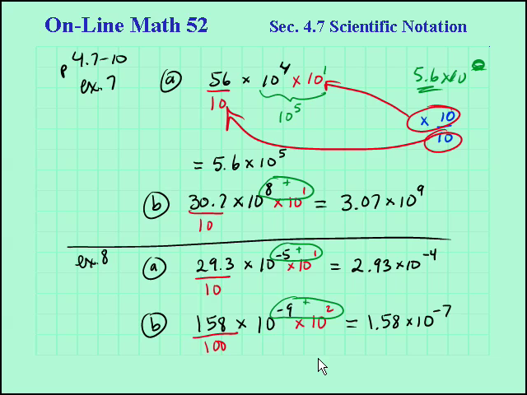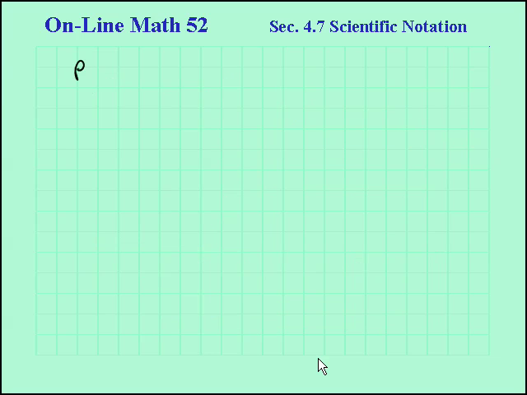Let me move on to example 9, which is slightly different. I'm going to erase all this and go on to example 9. Looking at page 4.7-11, example 9. And these coefficients, 0.5, are too small because they have a 0 in that place.